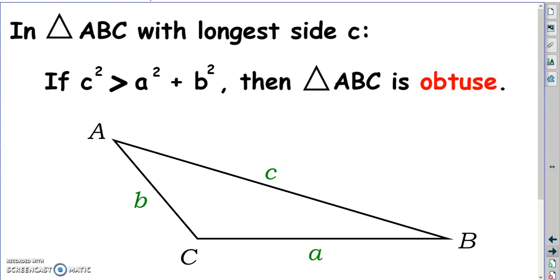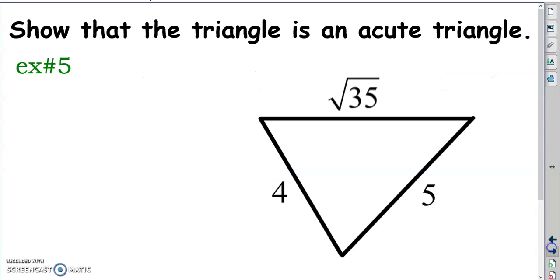And then if c squared is greater than a squared plus b squared, then triangle ABC is obtuse. So that makes sense as well, right? Greater than makes sense for an obtuse triangle. But you always have to put c squared first. That's the important part. The other important part is that c is the longest side. So similar to the first couple examples we did.